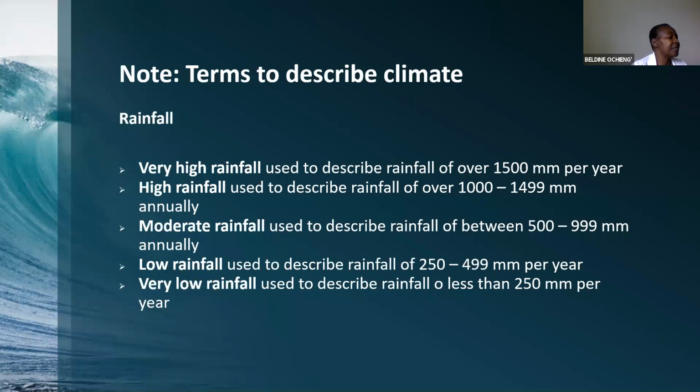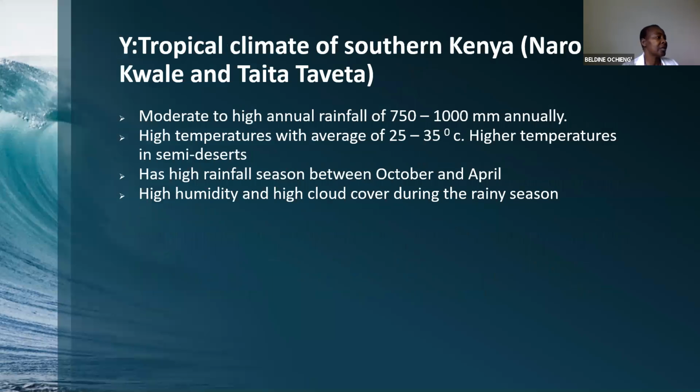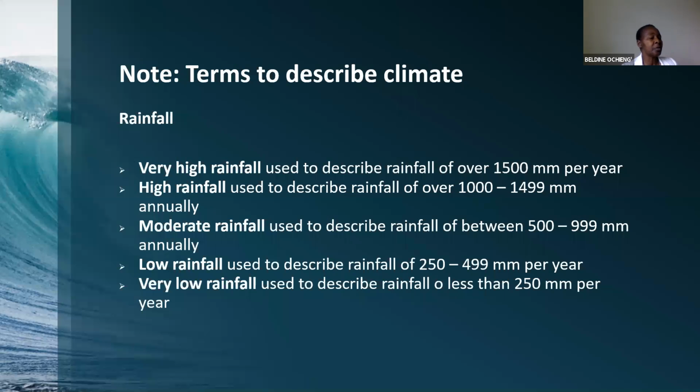So our second one is high rainfall, used to describe rainfall of over 1,000 to 1,499 millimeters. That one is high rainfall. Then moderate rainfall, used to describe rainfall of between 500 millimeters to 999 millimeters. That one you'll qualify. Even if you've forgotten the figures, you'll just go for moderate rainfall, then you will get it.